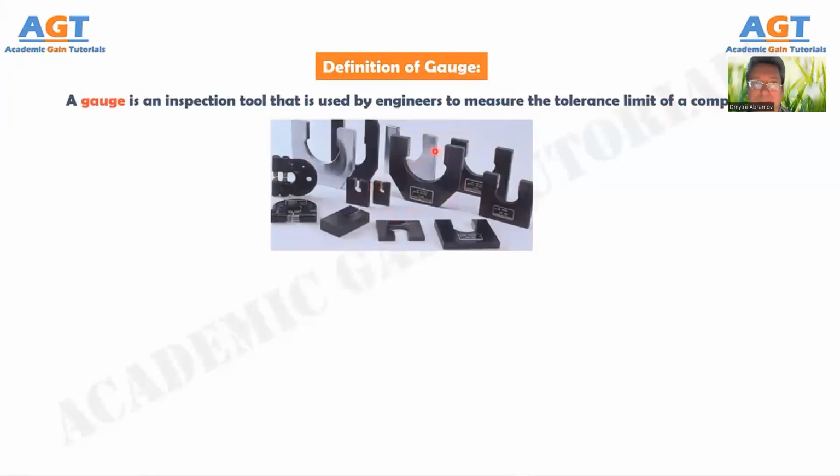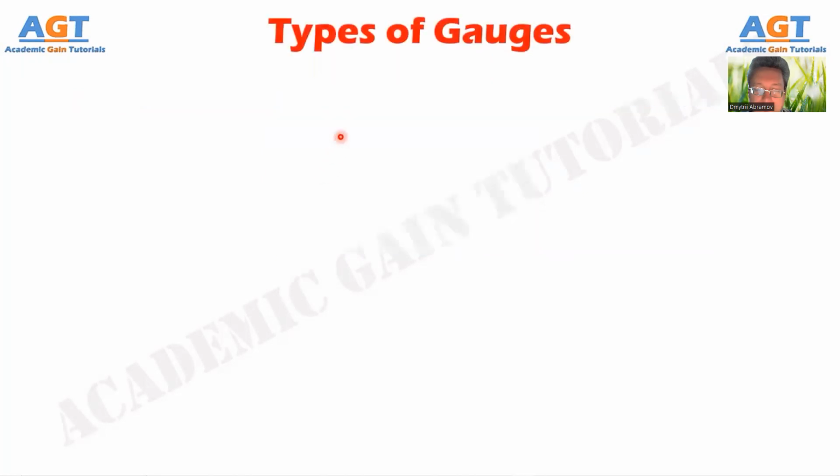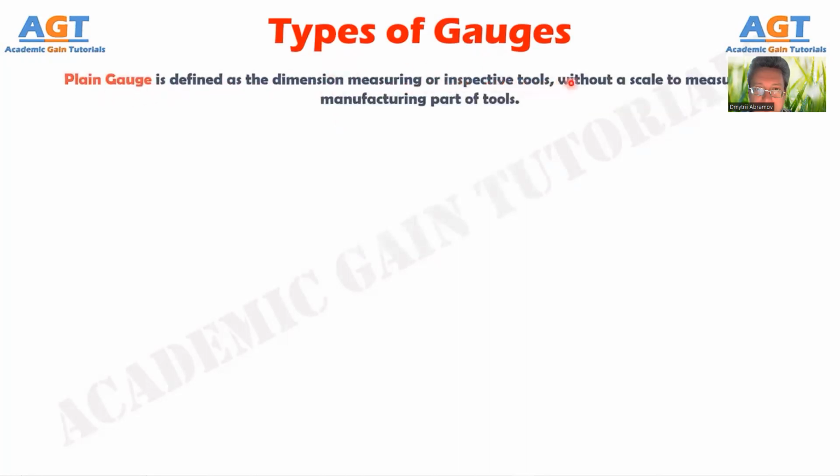Gauges are mainly utilized by engineers in order to segregate the appropriate dimension of a workpiece. Some fundamental limitations are present within which a gauge should be made by manufacturers. Therefore, if the gauge seems accurate in relation to the ideal gauge, then the workpiece should be measured with that gauge. The operator can use a gauge without having vast knowledge in operating those mechanical components. Also, gauges consume less time as compared to other measuring devices. Now let's discuss the types of gauges in metrology. Plain gauge is defined as the dimension measuring or inspective tools, without a scale to measure any manufacturing part of tools.